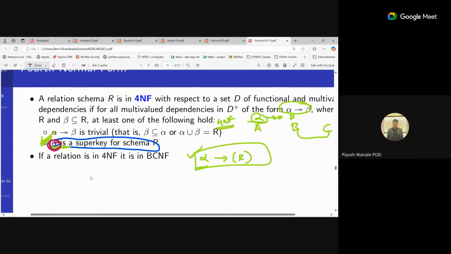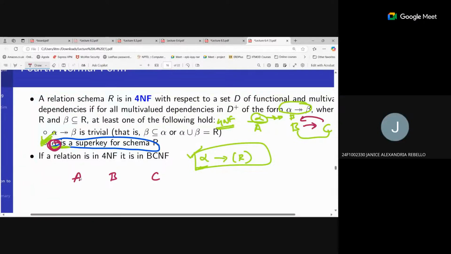What we said is, at least three attributes are required, and out of those, two must be independent. Because if they are dependent, it means either B determines C or C determines B. In that case, you cannot have those tuples, so the MVD condition will not get satisfied. So at least three attributes are required, out of which two are independent. Only then will the MVD condition be applicable.